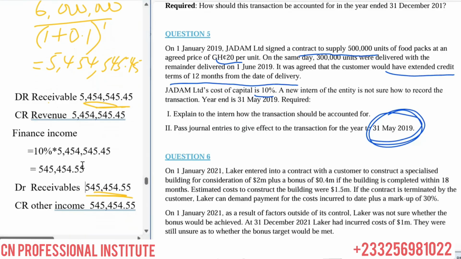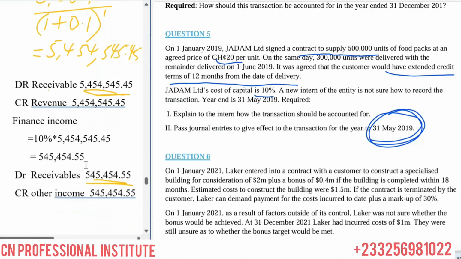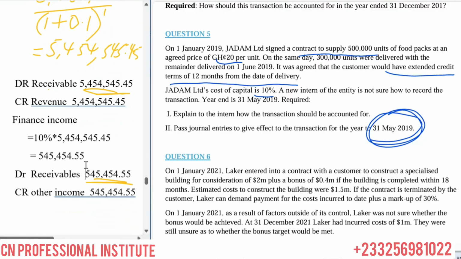We either get finance income or finance cost. Right here it's receivable, so we get finance income. So we apply the 10% on the present value, and that's the finance income. And with the finance income, we credit other income and debit receivables. So that's how we go about this question.